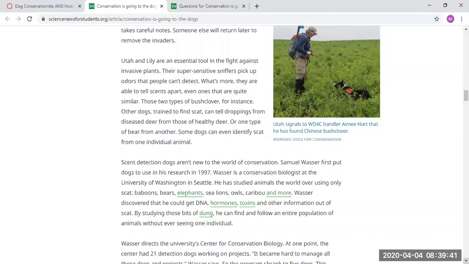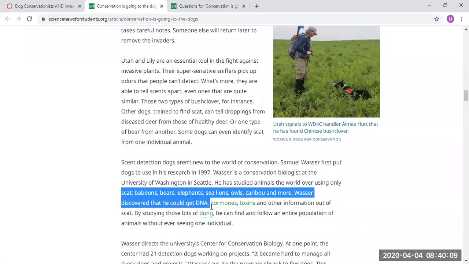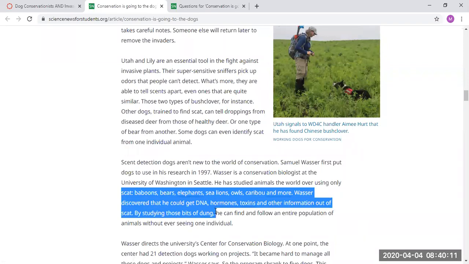He had studied animals the world over using only scat: baboons, bears, elephants, sea lions, owls, caribou, and more. Wasser discovered that he could get DNA, hormones, toxins, and other information out of scat. By studying those bits of dung, he can find and follow an entire population of animals without ever seeing one individual. And I happen to know that this right here is related to that next question, I think.